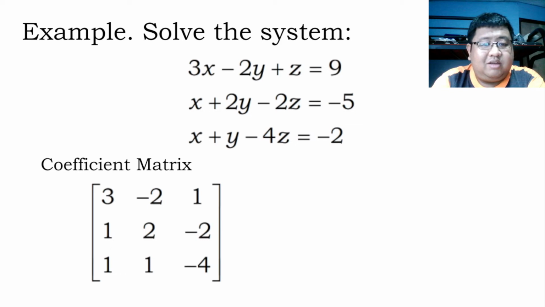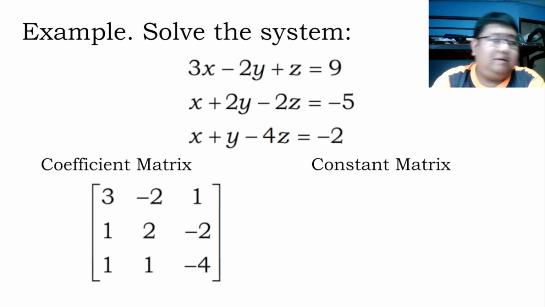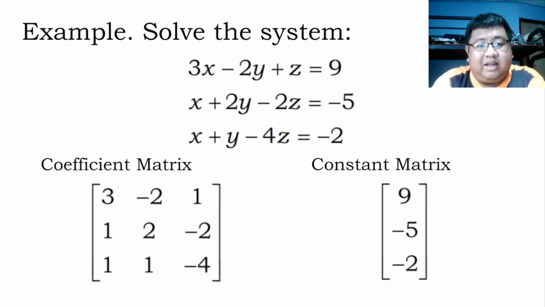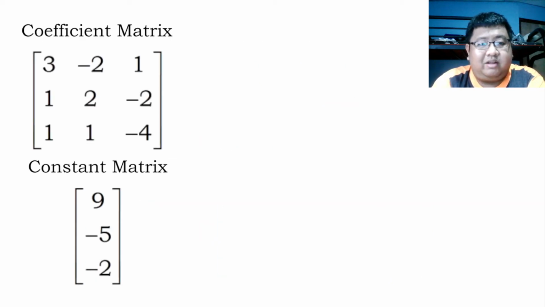And for the z coefficients, that's 1, negative 2, and negative 4. These 9 numbers comprise our coefficient matrix. As for the constant matrix, of course, you have the numbers on the right sides of the equations. So that's 9, negative 5, and negative 2. You're going to use these two matrices, the coefficient matrix and the constant matrix, to get your determinants.